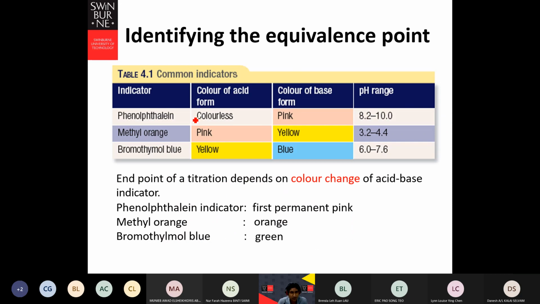So identify the equivalence point. Phenolphthalein, if we add, works in the range 8.2 to 10. Beyond or below this range, it will not be useful. It will not turn to pink color. Methyl orange will be pink, and then in the base form it will produce yellow, but it is useful only in its range. Bromothymol blue as well, it will become blue, and it works around the 7.6 range.